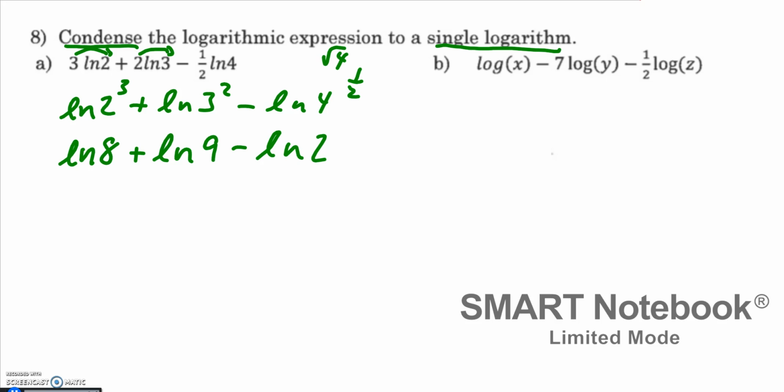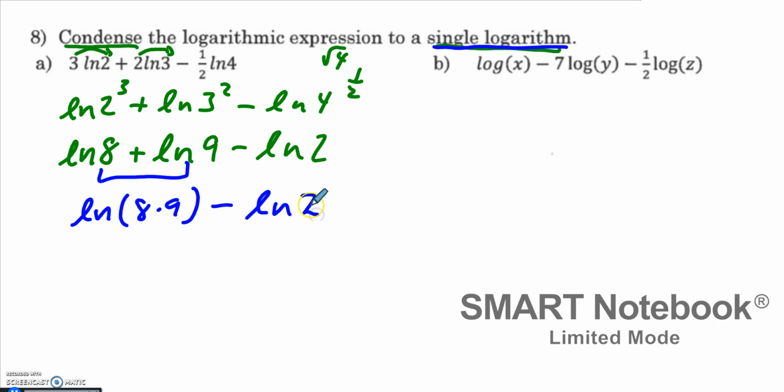So we did a little simplifying, but we still don't have a single logarithm yet. What I know is that if I'm adding two logs and I'd like to make this into a single log, you can really take the two separate logs added and multiply the arguments to make it into a single log. But we still have this minus ln 2. So I have ln of 72 minus ln of 2.